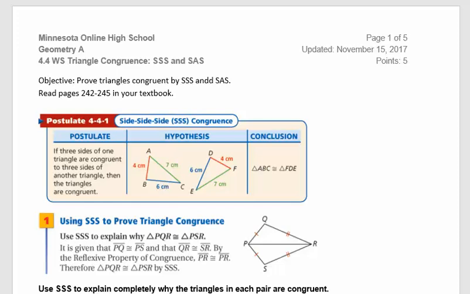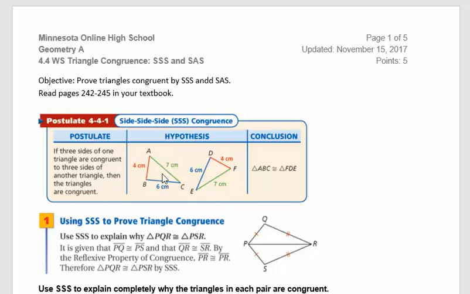Hello, this is Ms. DB, and in this video we're going to go over how to do some of the problems from the 4.4 worksheet, which is on triangle congruence. We're going to be focusing on two special cases, side, side, side, or SSS, and side, angle, side, or SAS. Both of these are postulates that we'll talk about today. You should read pages 242 or 245, or else watch the longer full video before doing the worksheet.